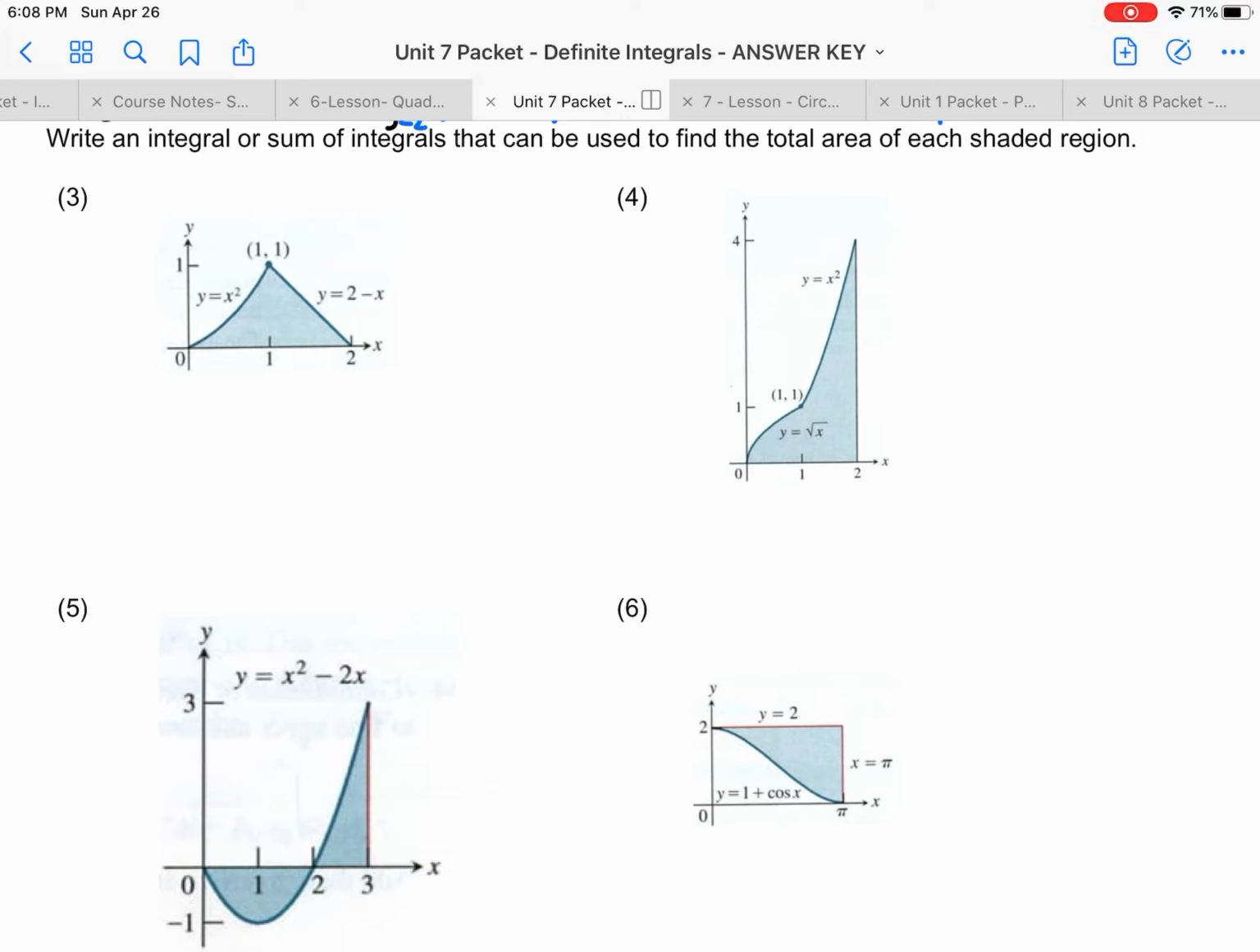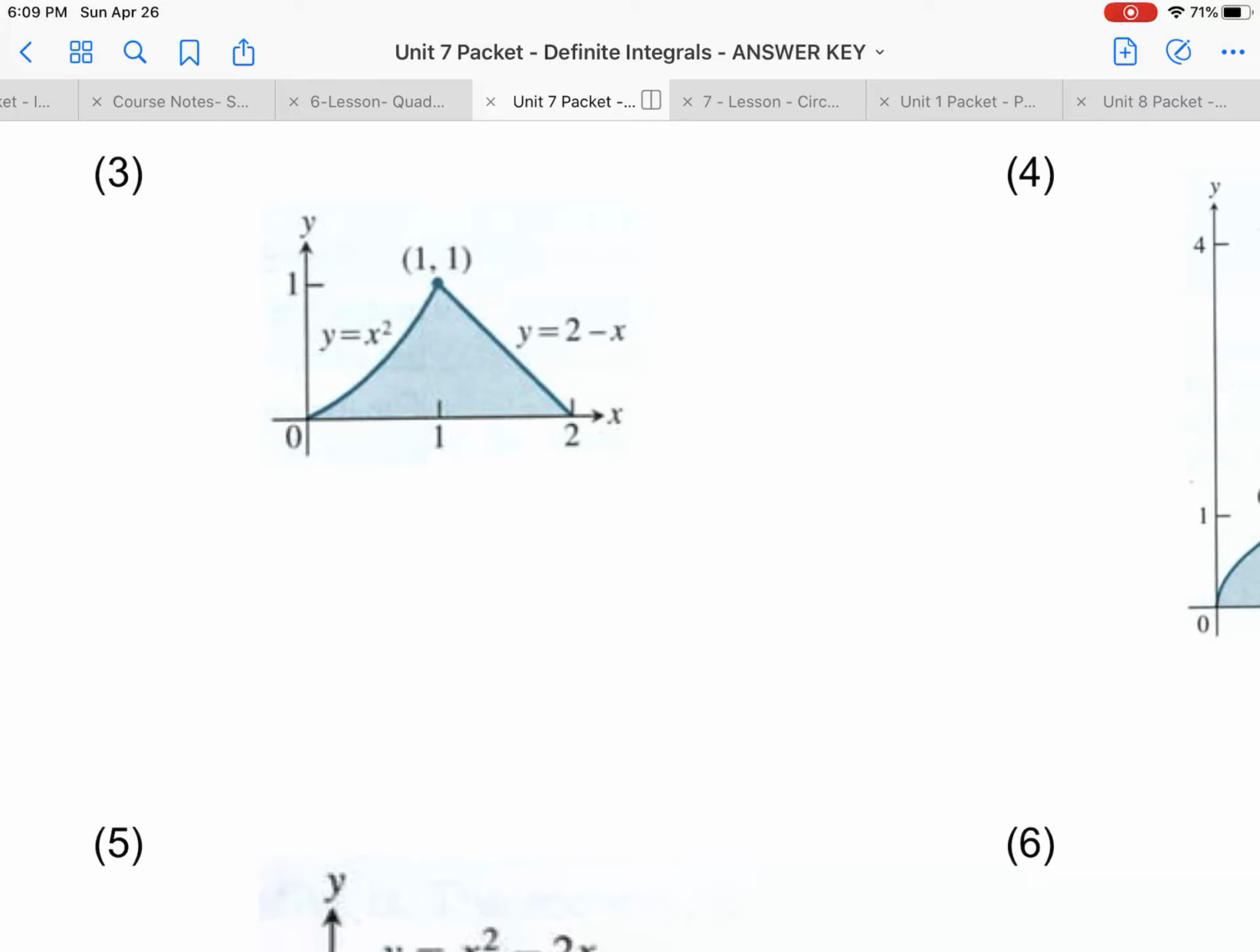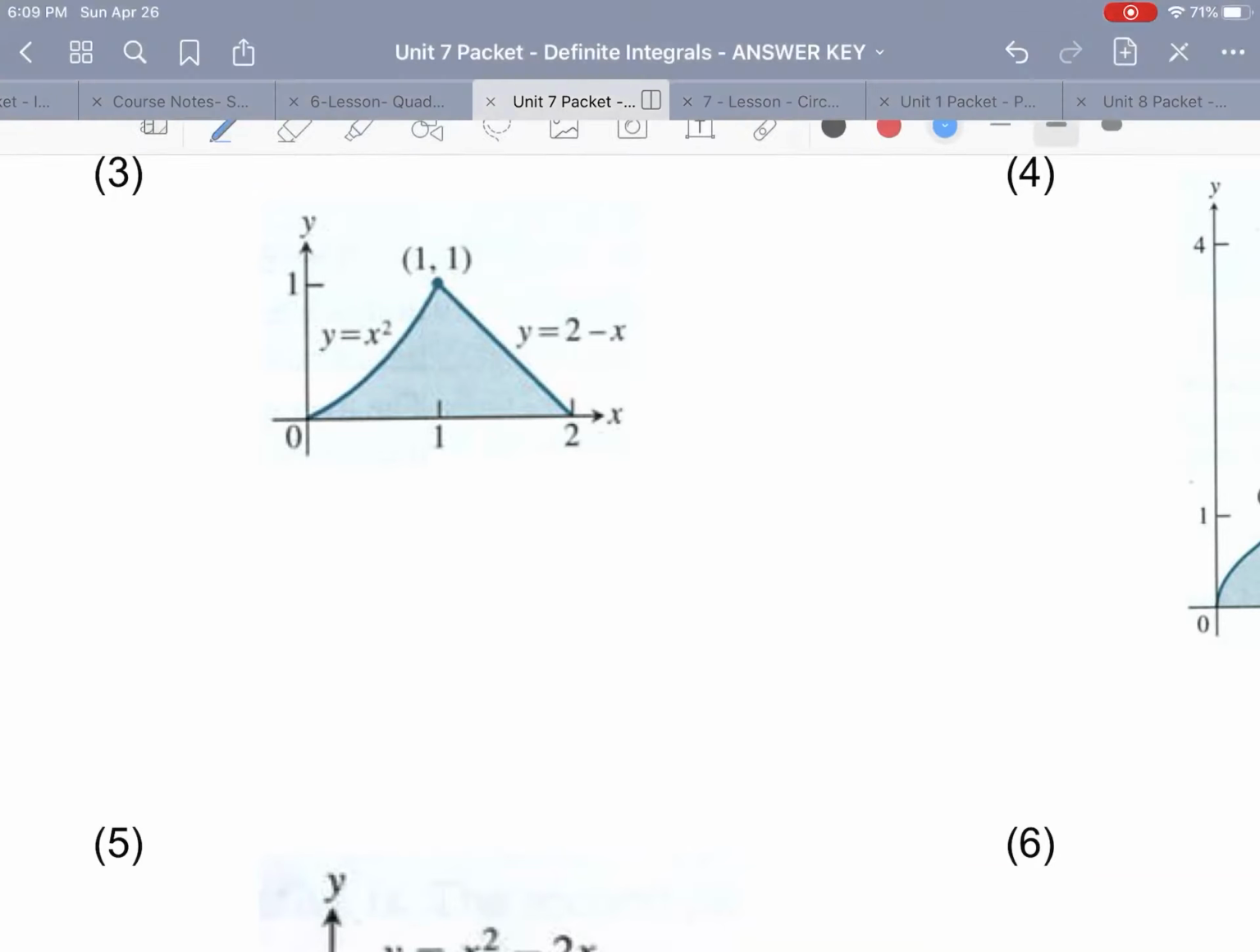All right, so in this video, I'm continuing on with page 4, and we're just looking at these standalone problems that, the directions are pretty straightforward, right? An integral or sum of integrals that could be used to find the total area. So we're only interested in total area. But you could see in a couple of examples, specifically numbers 3 and 4, that you're dealing with multiple functions, right?